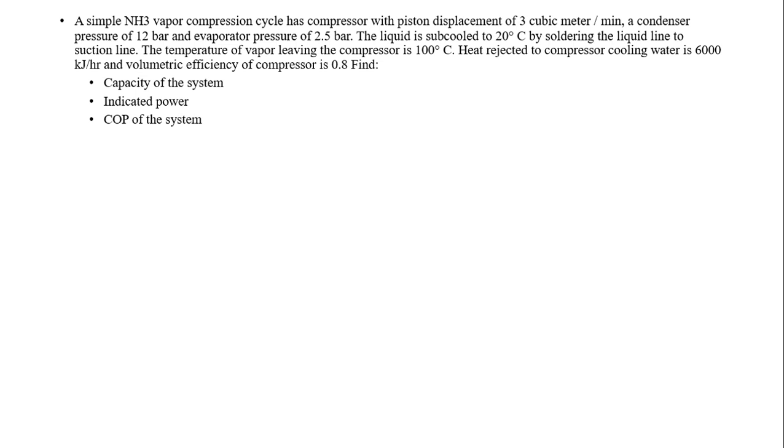Okay. And the heat rejected to the compressor cooling water is 6000 kJ per hour. Volumetric efficiency of compressor is 0.8. We are supposed to find out the capacity of the system, indicated power, and the COP of the system. Okay, so one by one we'll go for this particular problem. I'll first note down the given data over here. Given data, we'll first note down the refrigerant. Refrigerant is NH3, that is ammonia.